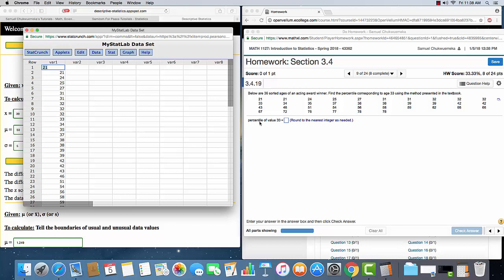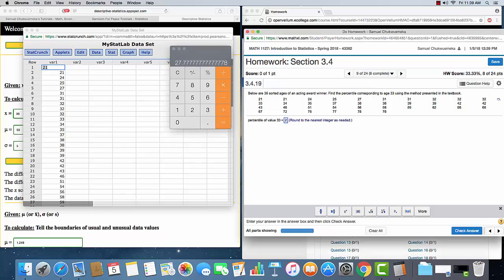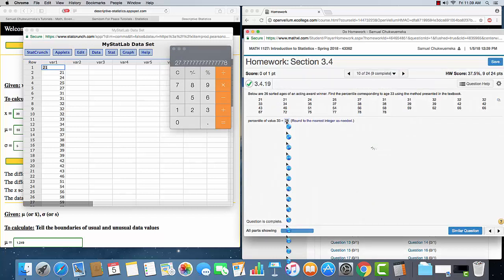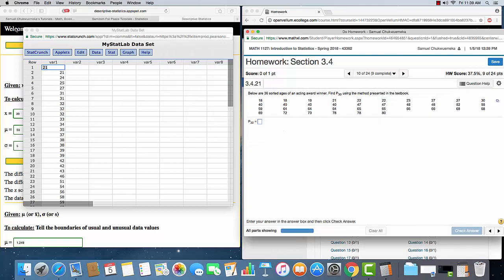Okay. We are asked to find percentile of value 33. So 10 people are younger than 33 years. So 10 times 100 is 1,000. 1,000 divided by 36. And that is 28. If we round to the nearest integer, that gives us 28. We can minimize this and we close this.